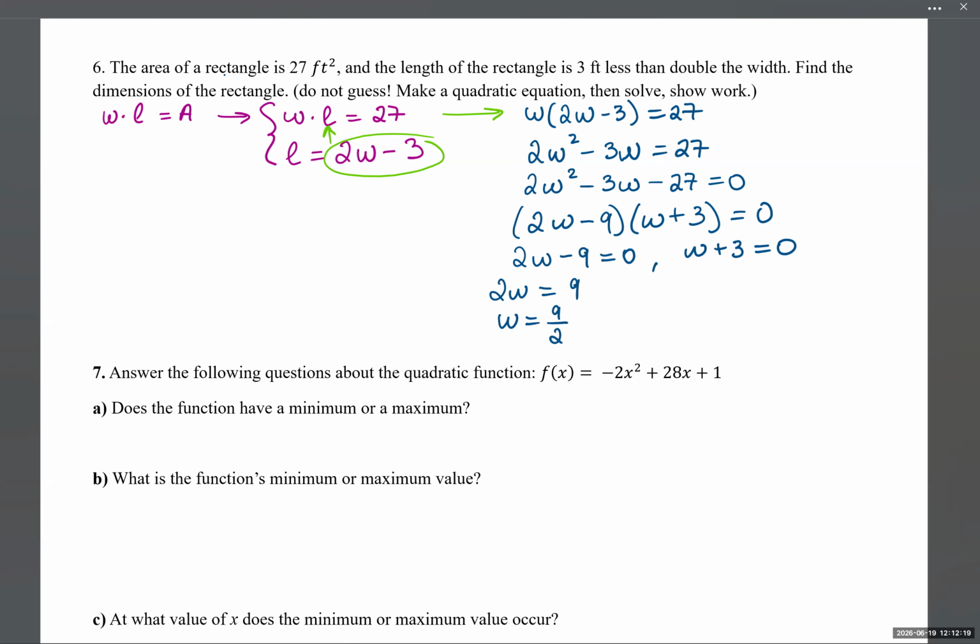Generally, we would leave our solution as a fraction, but since it is a word problem, it is more meaningful if we turn it into a decimal, 4.5 feet. It means more to us whenever we look at it. So the width is 4.5 feet. Now, w equals negative 3 does not make any sense. We cannot have a negative width, so we'll just ignore it. We don't need to do anything with it. So our width is 4.5 feet.